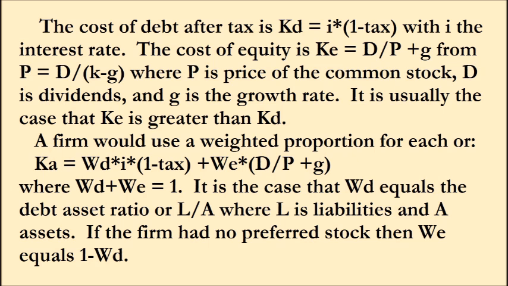Well, in this two-source case, we would have the weight in debt times the after-tax cost of borrowing, and the weight in equity, which is the yield plus the growth rate for common stock. And we do note, of course, that the weights add to 1. That also means that if we know the debt-asset ratio, which would be the weight of debt, the weight of equity would be the remainder.